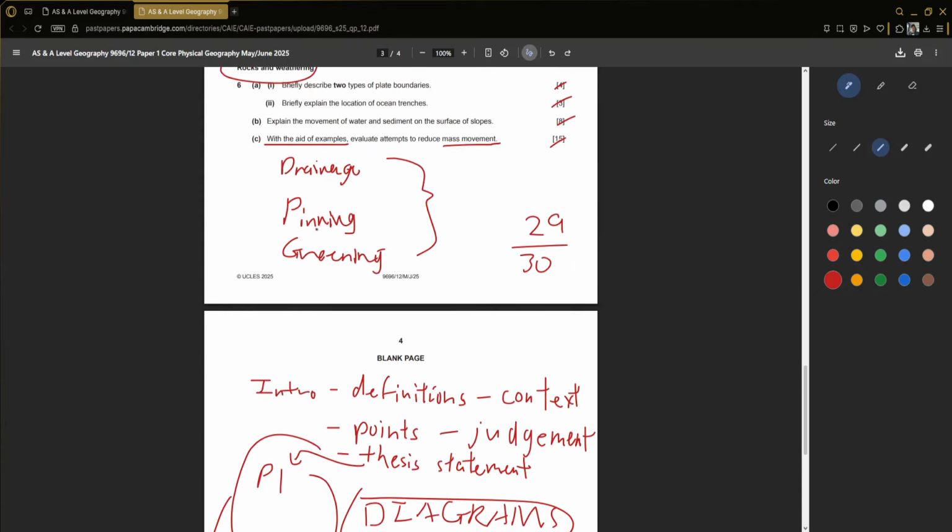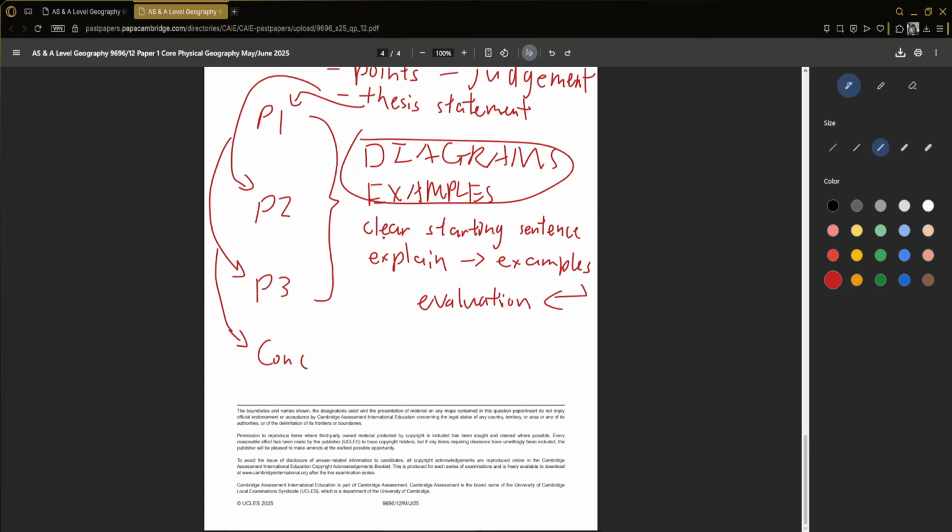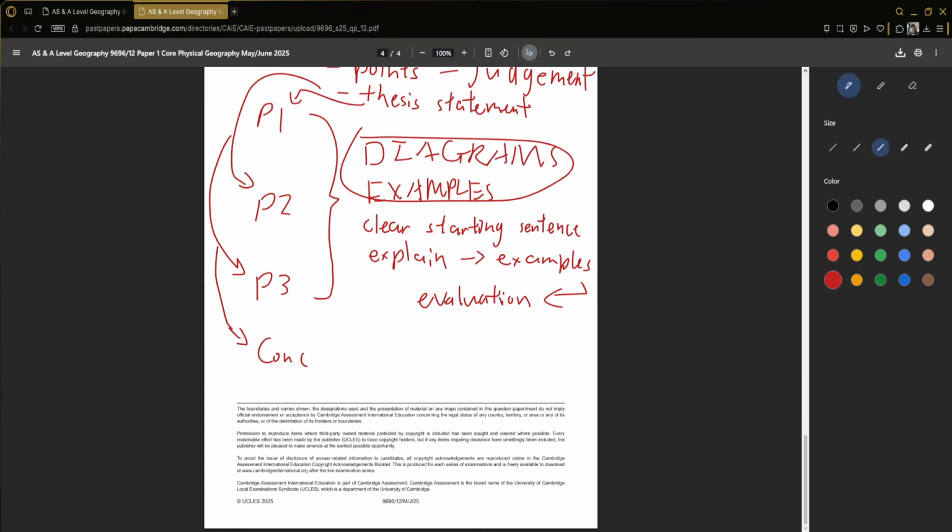That is how I explained pinning. For example, I said that even though that is the case, it has been effective in a lot of places where in Malaysia, for example, there has been almost no mass movement since the implementation of pinning. So after you have your 3 paragraphs, you have to come up with a conclusion, and the conclusion is where you restate your judgment.